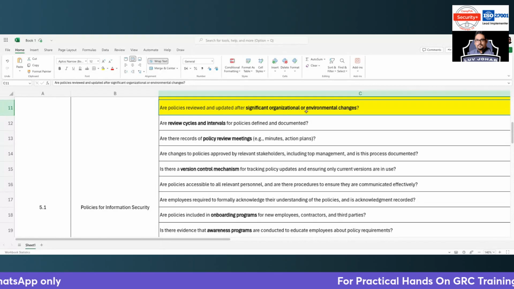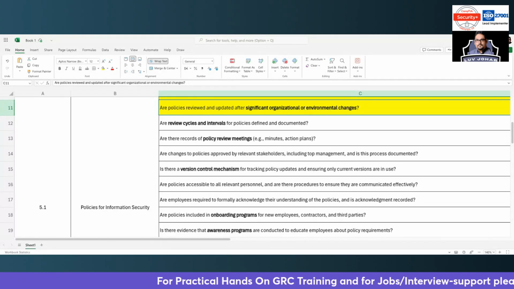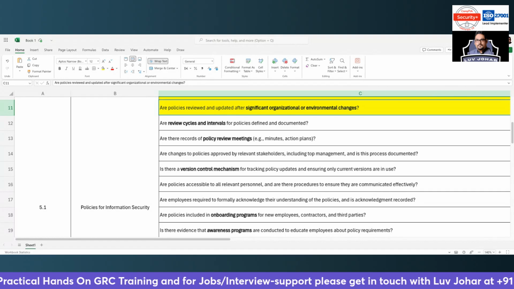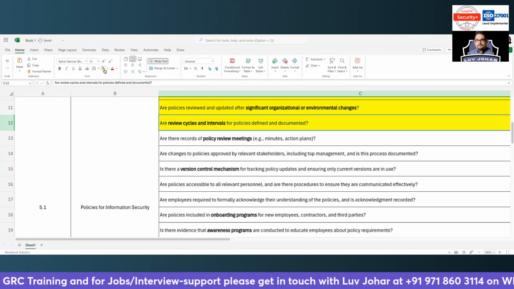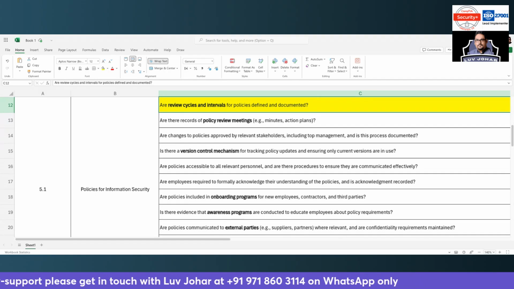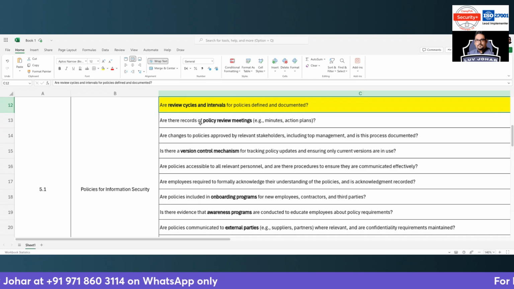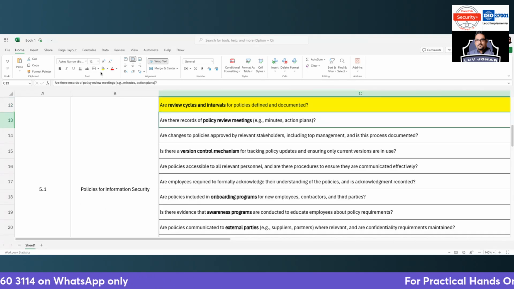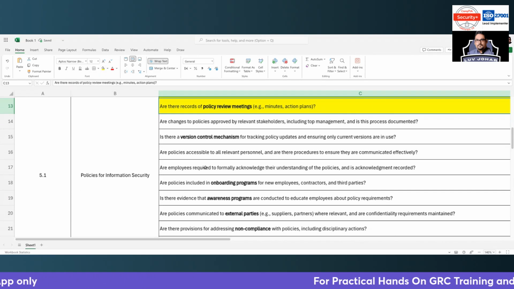And also, in case of environmental change, for example, if there is a sudden change in the environment in which the business is operating, definitely you need to review the policy again. Are review cycles and intervals for policies defined and documented? Definitely, we have already discussed that the review period and the interval will be defined in the policy itself.